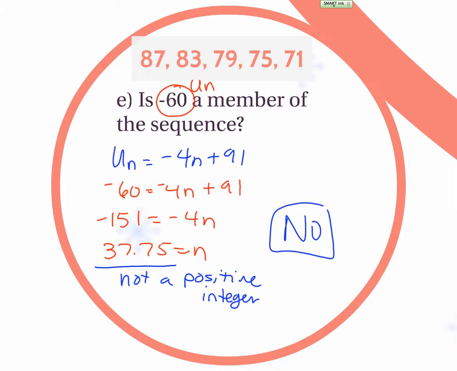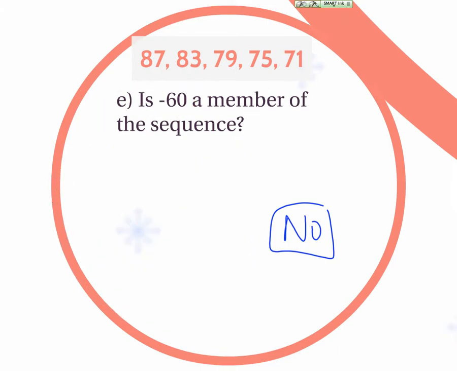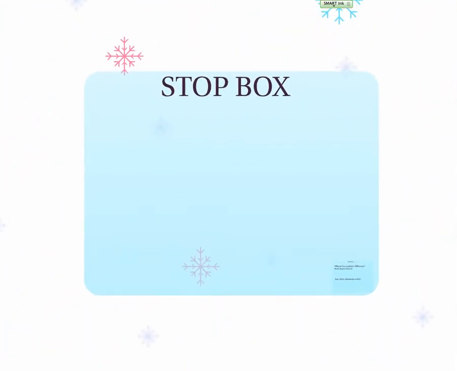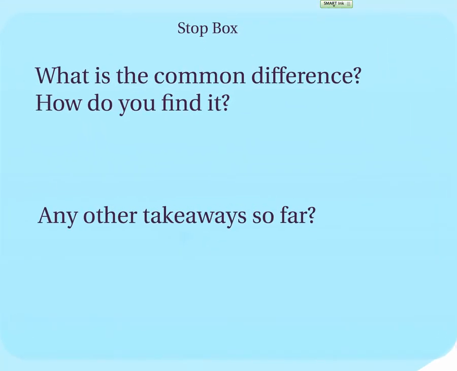Any other questions? All right, so we do still have two more examples, but we're going to stop at the stop box first, because these examples are kind of unrelated. We're going to have different stuff here. So in your stop box, write down what the common difference is and how you find it. You can definitely use your own words. You don't necessarily have to write down that formula. Like I said, I don't think the formula is as useful as actually understanding how to find it.